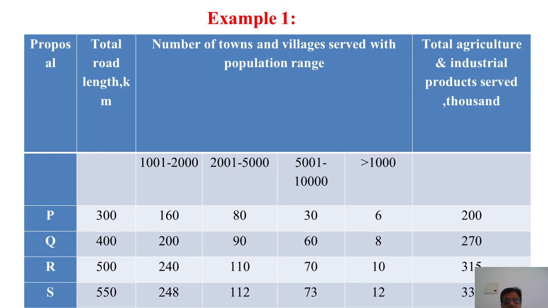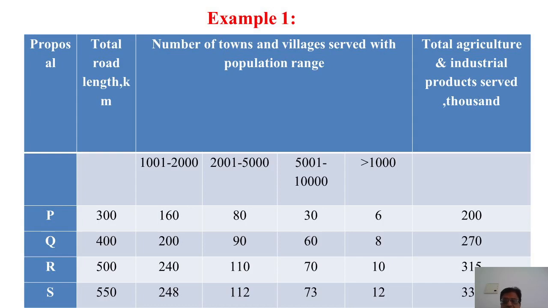Here you can see the number of towns and villages served with population ranges. For the 1001 to 2000 population, there are about 160 towns and villages in proposal P, which has 300 km. Similarly, Q is 200, R is 240, S is 248. Similarly, you can see the population range 2001 to 5000, and these are the number of cities and towns having this much population. Here 5001 to 10,000. Here more than 10,000: 6, 8, 10 and 12.